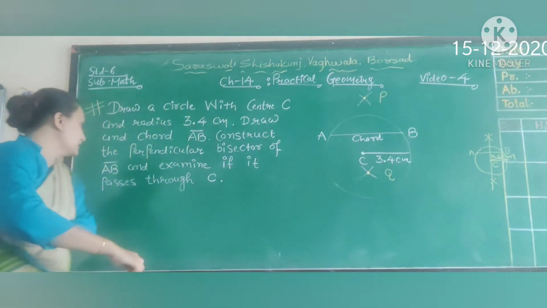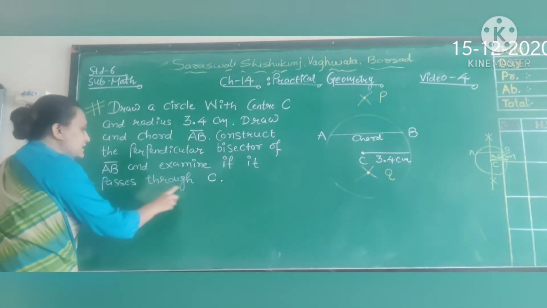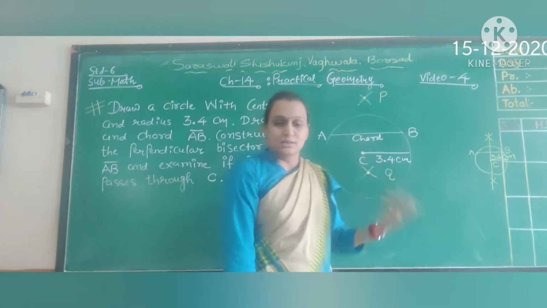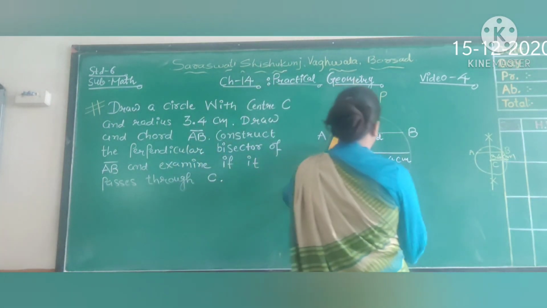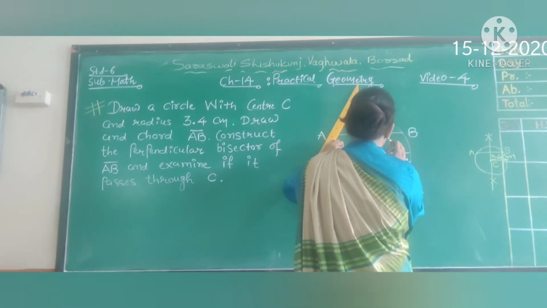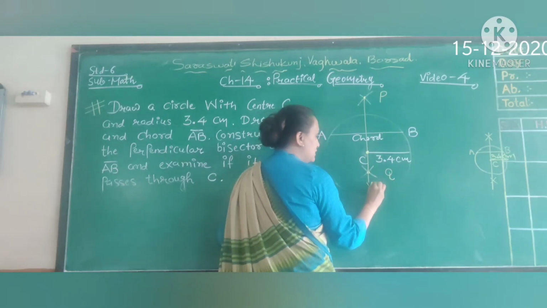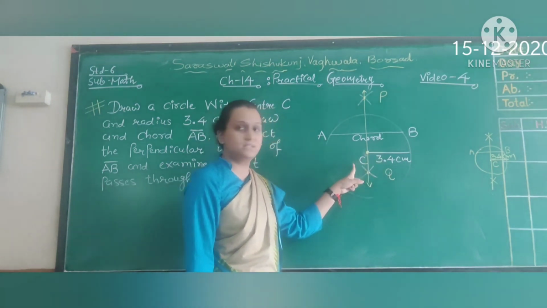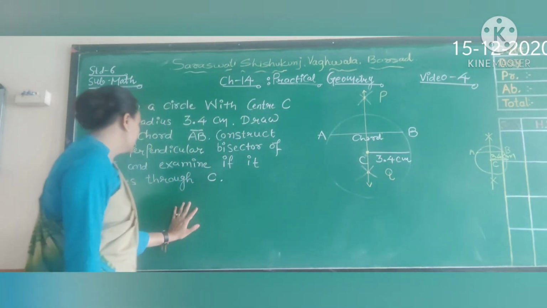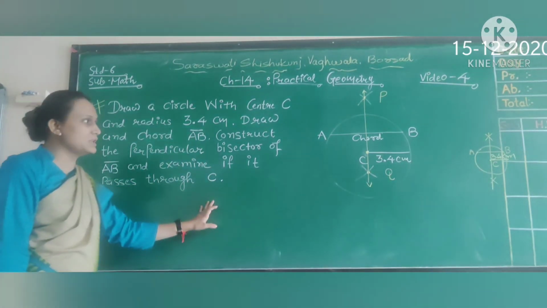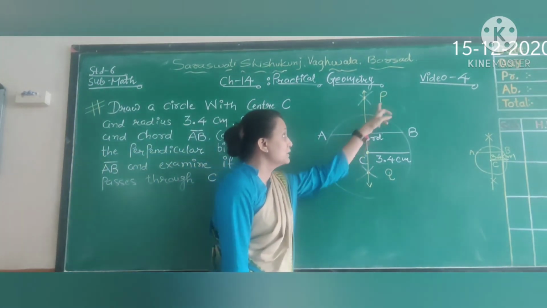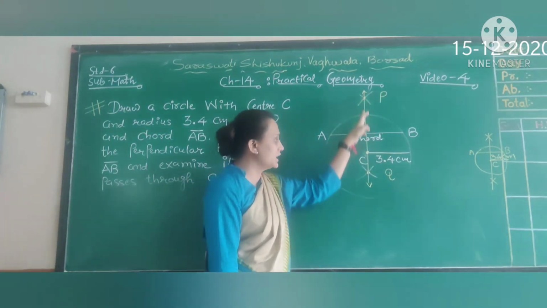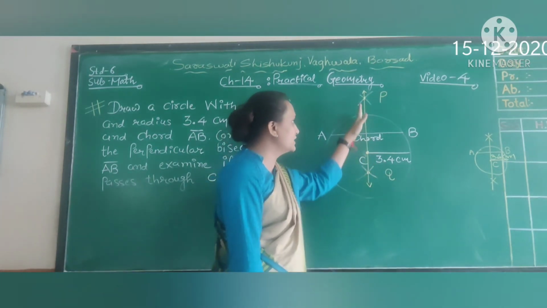Now we have to check AB and examine if it passes through C or not. So do the two arcs pass through the given point C or not? So first we have to draw a straight line which connects P, C and Q. So you can see that the perpendicular bisector passes through the center, which is C. Okay. So here the question is to examine if it passes through C or not. So the answer is yes, the perpendicular bisector PQ passes through the center C. Okay. So here you can see all the points are covered with one line segment.